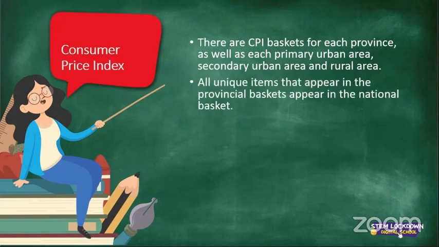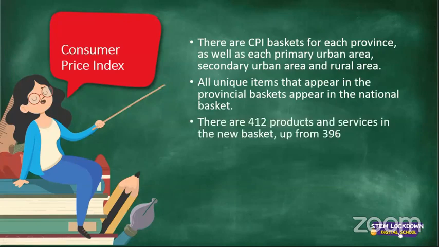All unique items that appear in the provincial baskets appear in the national basket. As we mentioned, there'll be a basket for the rural area, for the secondary urban area, for the primary urban area. Those areas will then inform what goes into the provincial basket, and what is in the provincial basket informs what goes in the national basket. It's the hierarchy of that. I hope you understand that.